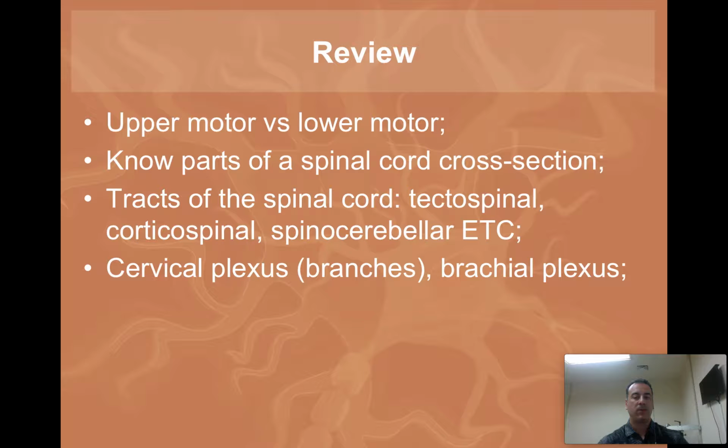Plexuses. Cervical plexus versus brachial plexus, lumbar plexus, sacral plexus. Know the branches. For example, cervical plexus has the auricular nerve, occipital nerve, phrenic nerve. It doesn't have the radial nerve or the musculocutaneous nerve or the brachial nerve, right? So be familiar with those nerves, those structures of the plexuses.